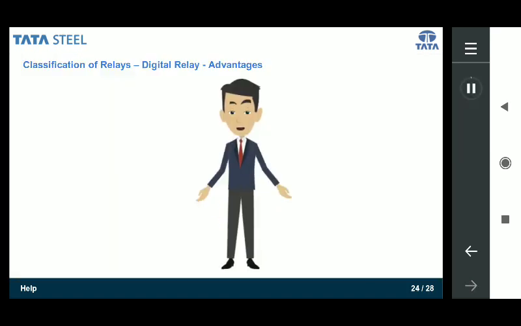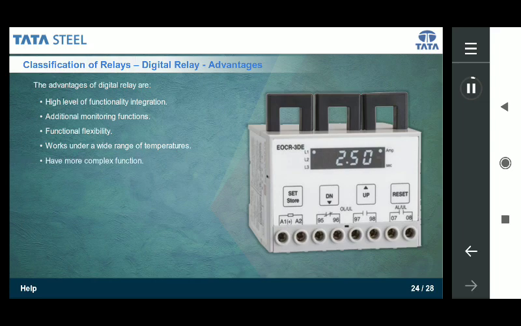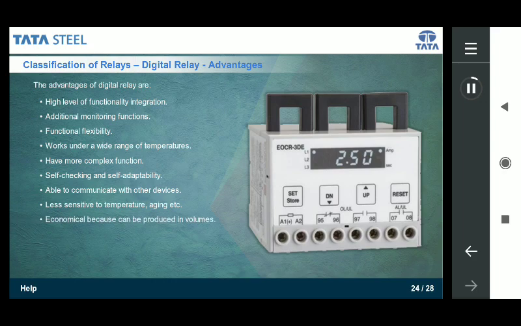Let us now take a look at the advantages of digital relay. It has a high level of functionality integration, additional monitoring functions, and functional flexibility. It works under a wide range of temperatures. It has more complex functions, self-checking and self-adaptability. It is able to communicate with other devices, and is less sensitive to temperature, aging, etc. Economical because it can be produced in volumes. More accurate. In digital relays, pilot protection for distance relaying is possible. Signal storage is possible.